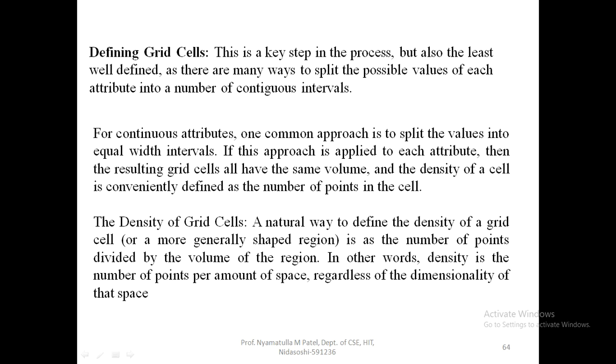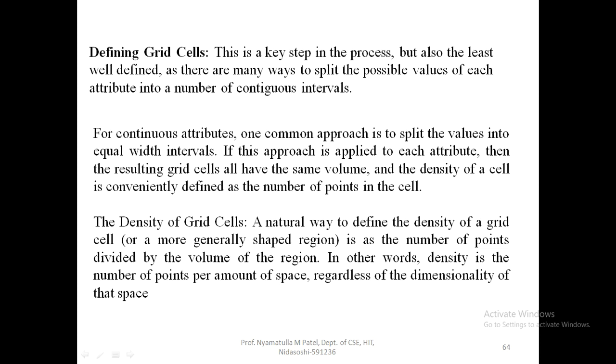So now, if every grid cell has equal width, how can we define the density of the cell? It is conveniently defined as how many points are present in the cell. So, what is the density of the grid cell? A natural way to define the density of the grid cell, or more generally a shaped region, is the number of points divided by the volume of the region.